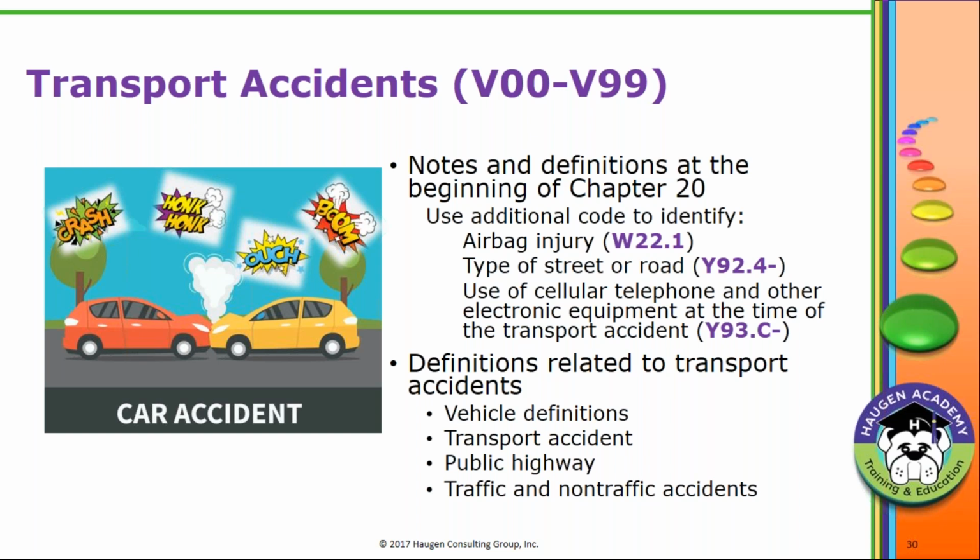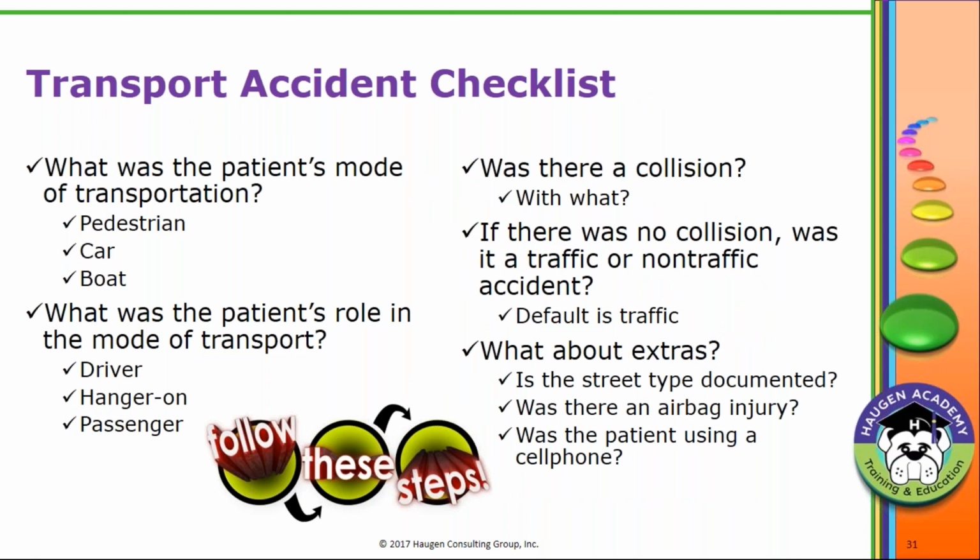The notes at the beginning of chapter 20 also describe definitions related to transport accidents. This is important. If you aren't sure what kind of vehicle a sport utility vehicle is classified as, it's in those definitions. If you're not sure what a transport versus a non-transport accident is, it's in those definitions. Same thing with definitions of public highway and traffic and non-traffic accidents. There are all kinds of definitions associated with our V codes here. Make sure that you are aware of those definitions and how to use them.